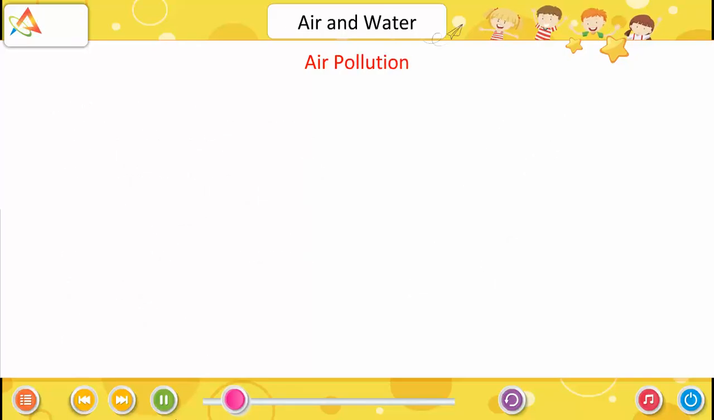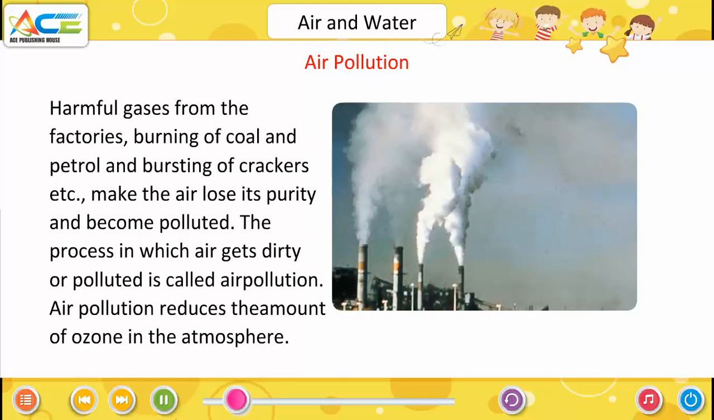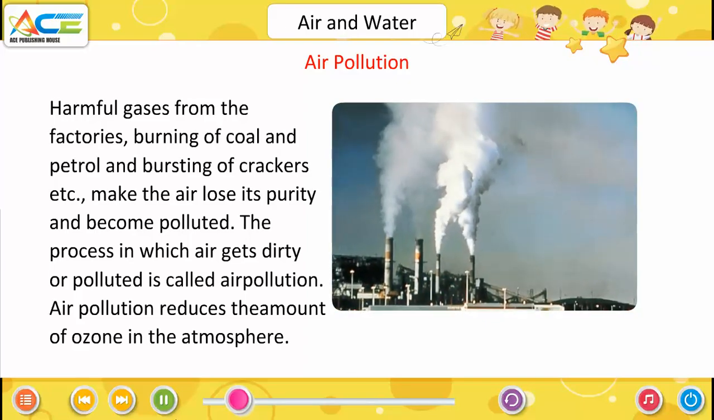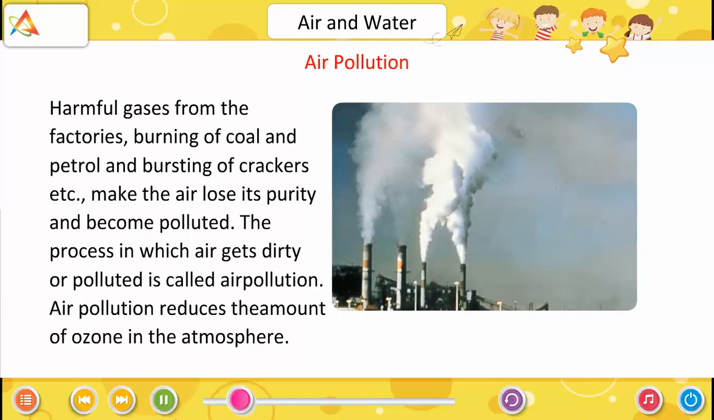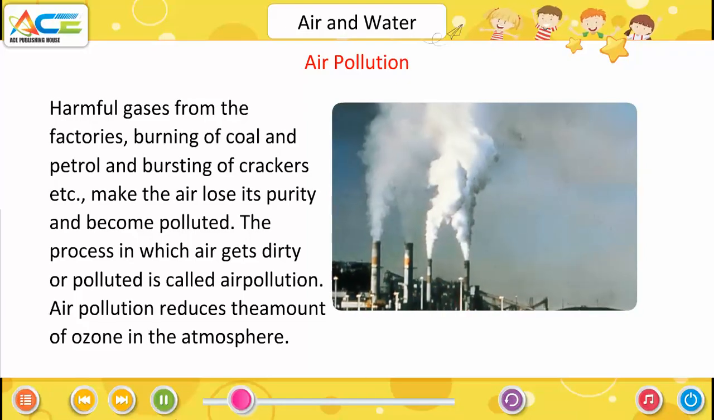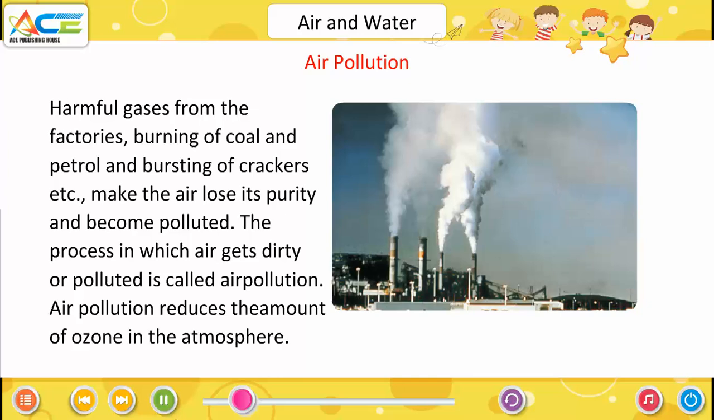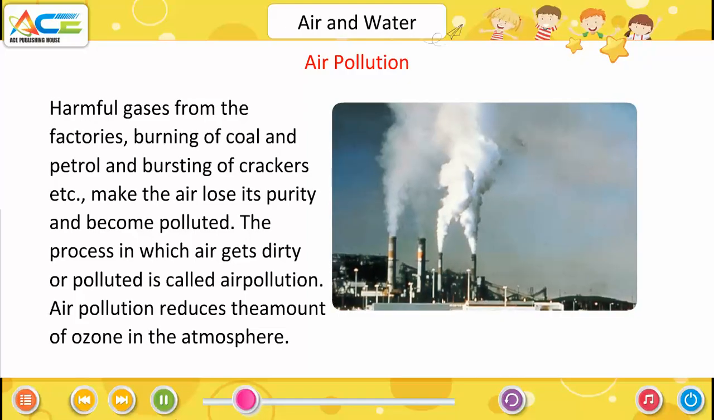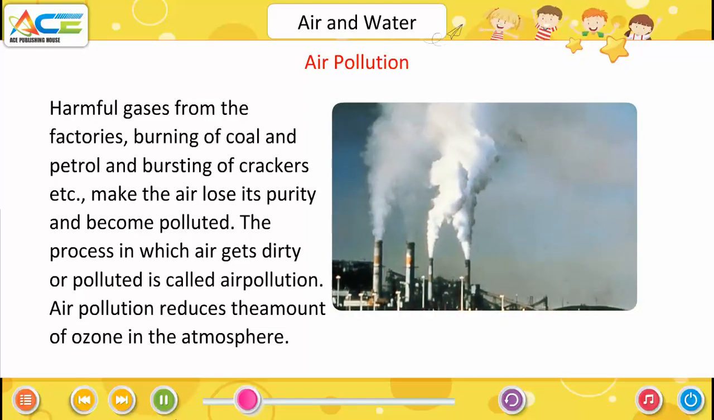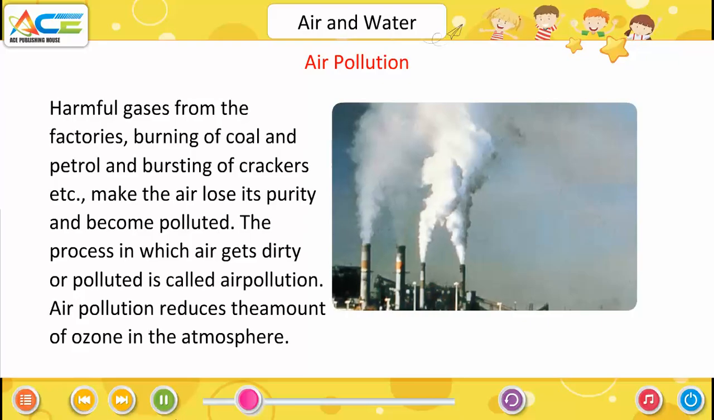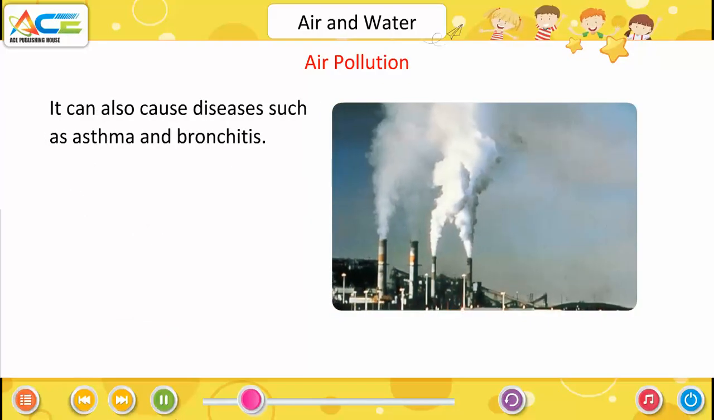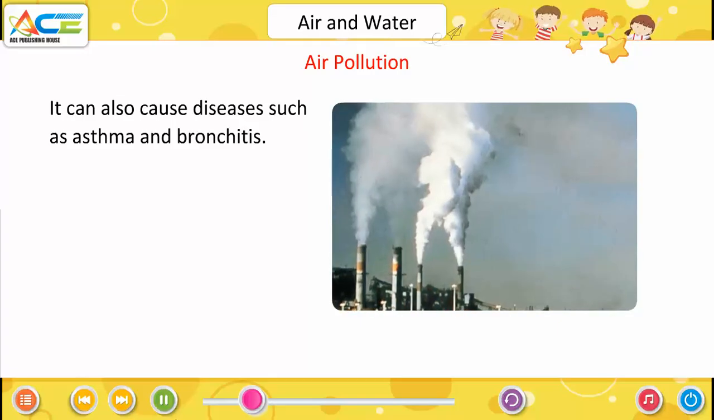Air pollution. Harmful gases from the factories, burning of coal and petrol, and bursting of crackers etc. make the air lose its purity and become polluted. The process in which air gets dirty or polluted is called air pollution. Air pollution reduces the amount of ozone in the atmosphere. It can also cause diseases such as asthma and bronchitis.